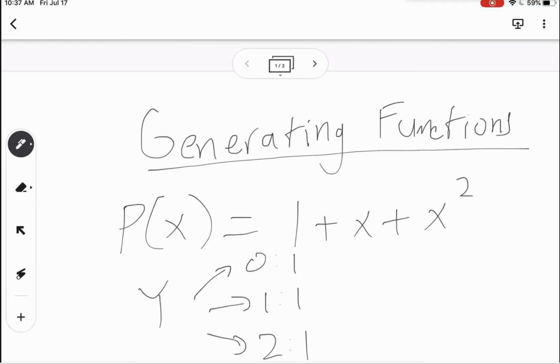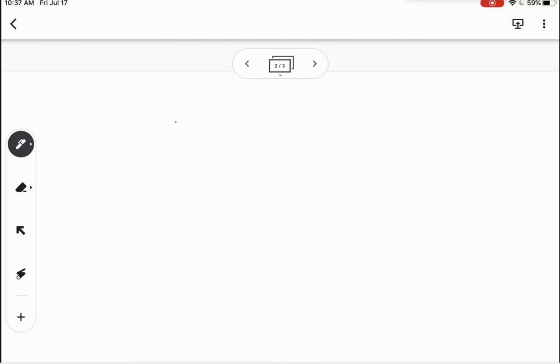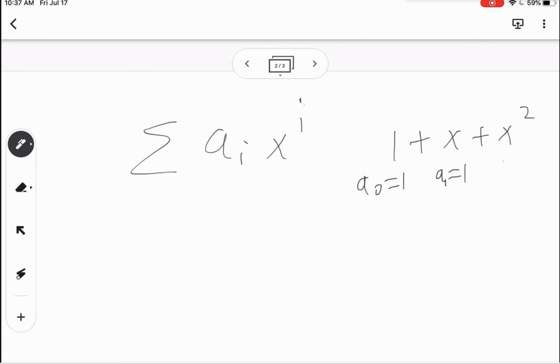And you may be wondering, where did I get these numbers from? Well, if you look at the polynomial as a sum of a of i times x to the i, so in the case of our polynomial 1 plus x squared, a of 0 would be 1, a of 1 is 1 as well, and a of 2 equals 1. The a of i's are just the coefficients of the polynomial.